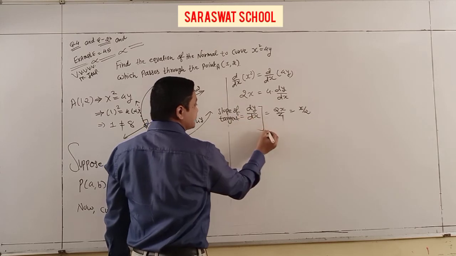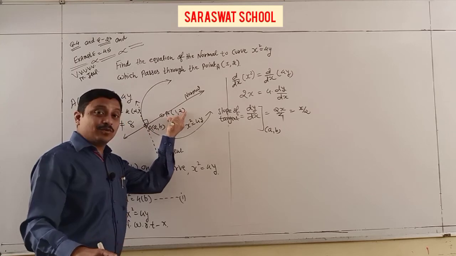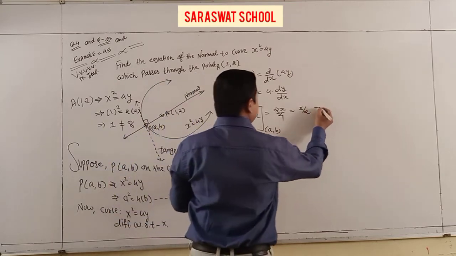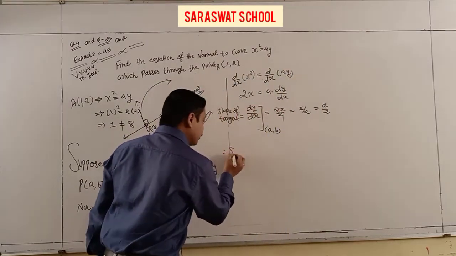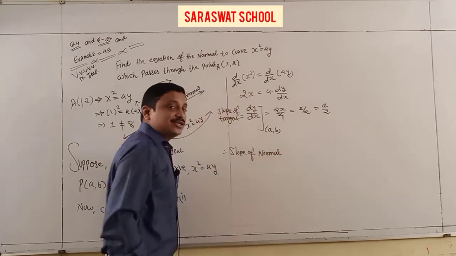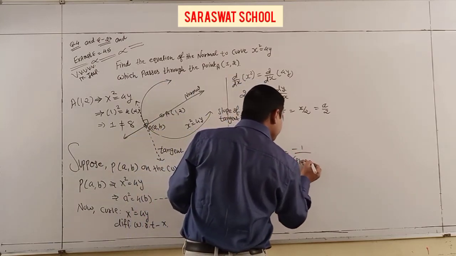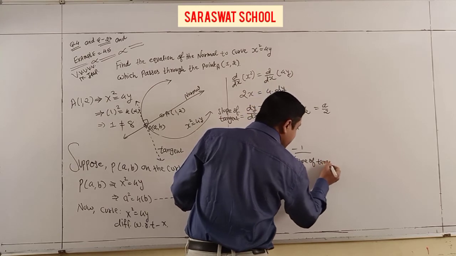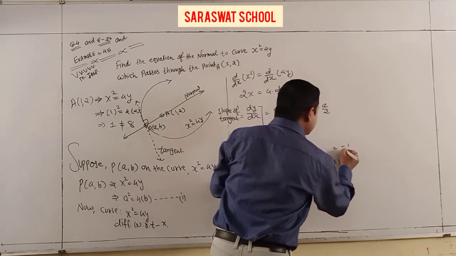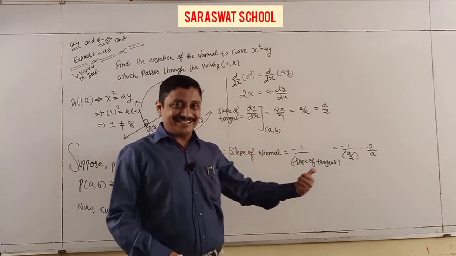And at which point? The point is a comma b. You never write 1 comma 2 here, because 1 comma 2 does not belong to the curve. So the slope of the tangent is a by 2. Now the slope of the normal is very easy: minus 1 by the slope of the tangent, which means minus 2 by a. Now the slope is ready.